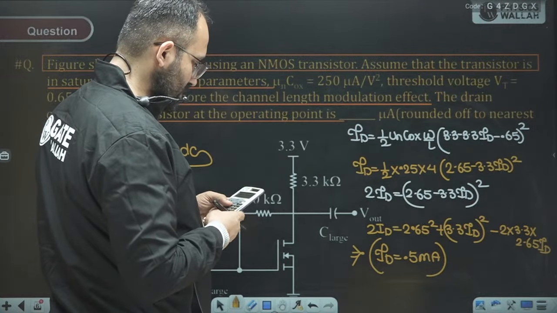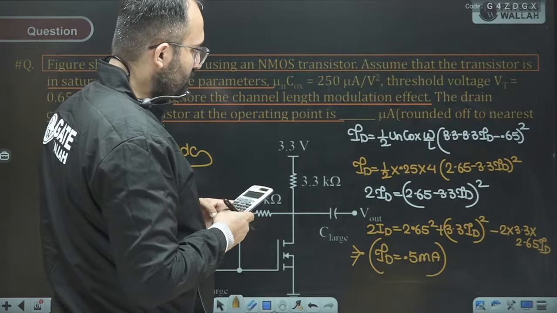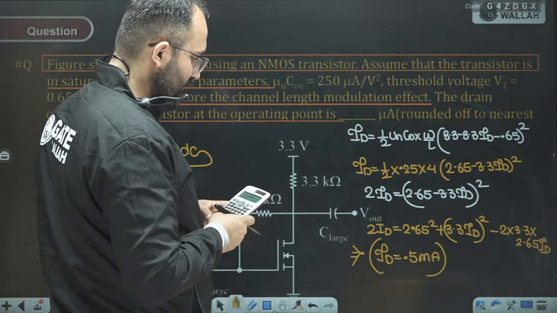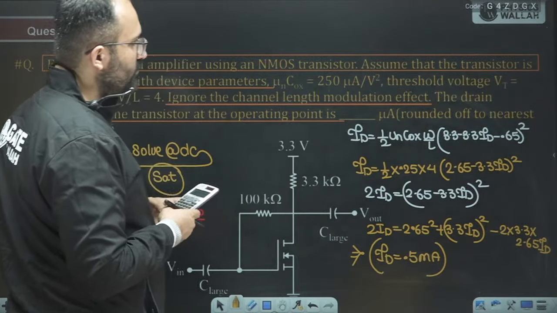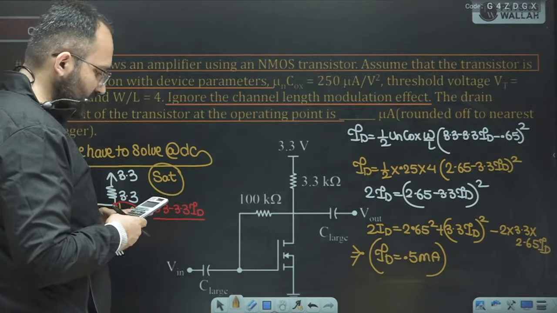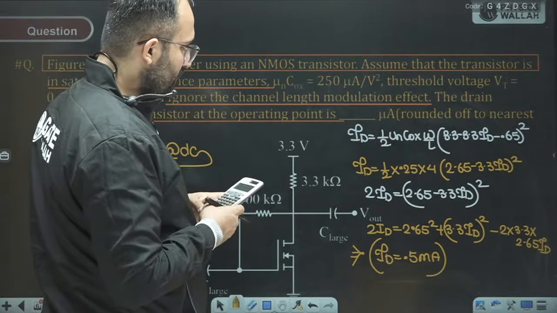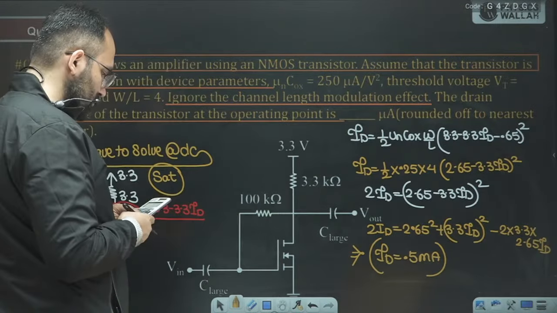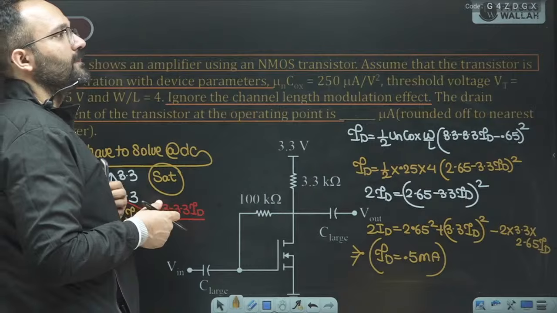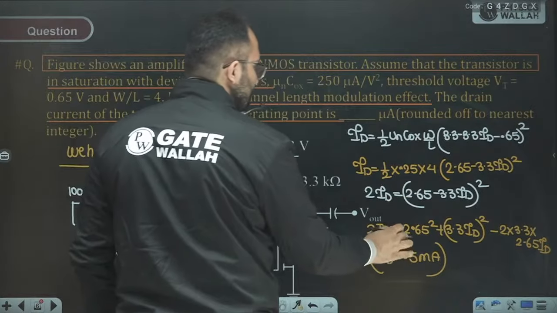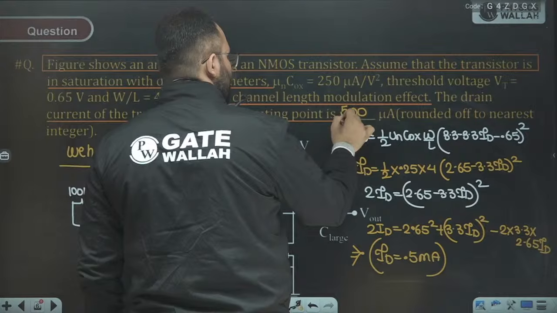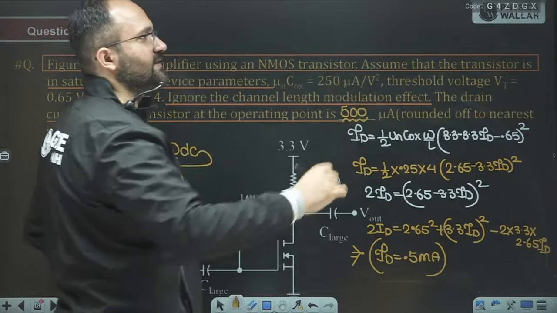0.3 whole square, minus 5, 0.65 whole square. एक बार चेक करिए तो 5.5 मिली एम्पियर. बट आंसर क्या होगा दोस्तों? What will be the answer? 500 माइक्रो एम्पियर. प्लीज चेक, all of you are getting this answer or not.